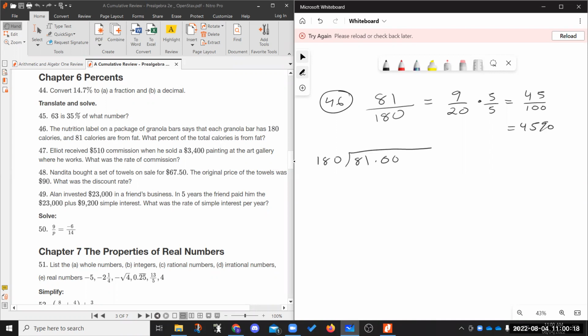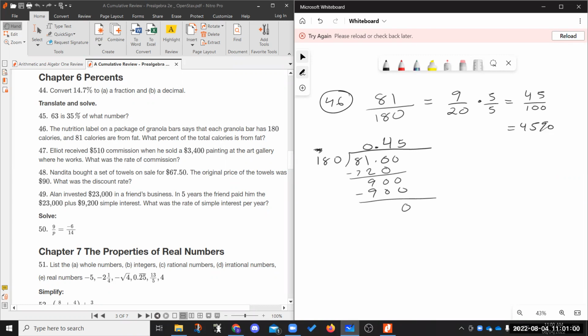And we're going to say that this is 180 into 810. It's probably about 4 times because this is about 200 and this is about 800. That's just a good estimate. We're going to subtract and get 90. And then we're going to go one more because 720 plus 180 is 900 exactly. So 5 times 180 is 900.